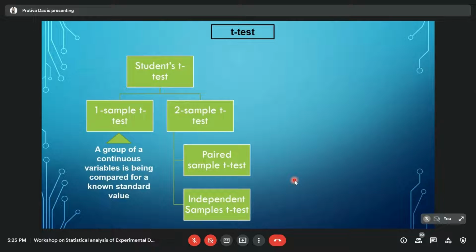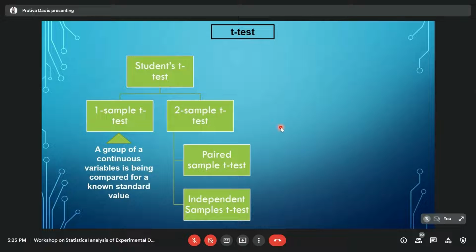So for the one sample t-test, as I mentioned previously, you use it when you want to check a group of a continuous variable with respect to a standard value. You want to compare whether the data you are getting is complementing well, or if it is significantly different or equal to the standard value. Then you run a one sample t-test. And if there is more than one sample, then you go for a two sample t-test.